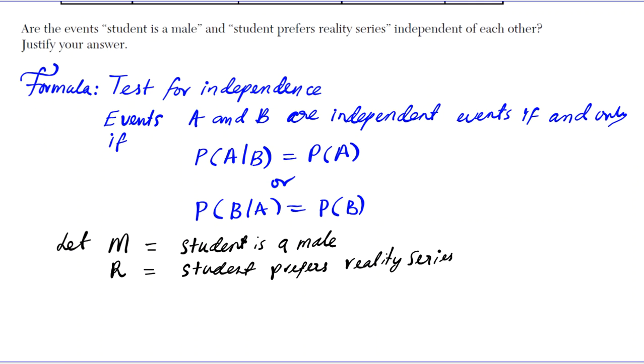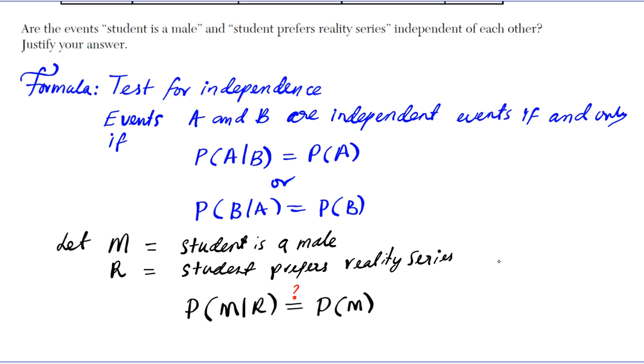Okay, so what we're going to do is carry out the test for independence. Is the probability that the student is male, given that the student prefers reality series, equal to the probability that the student is male? Is this true or false? If this statement is true, or if they're equal, then the events are independent. If they are not equal, then they are not independent.